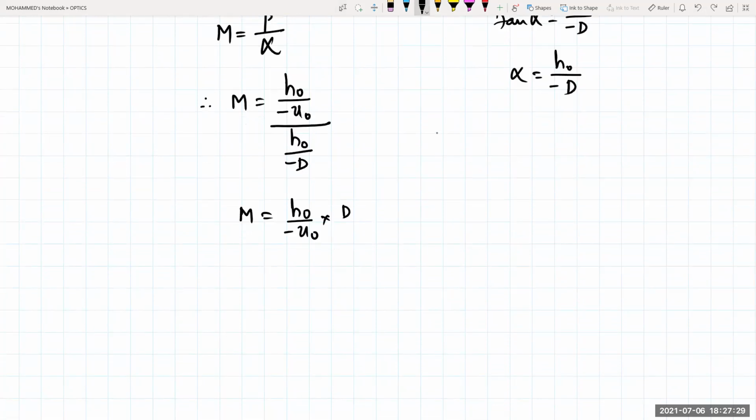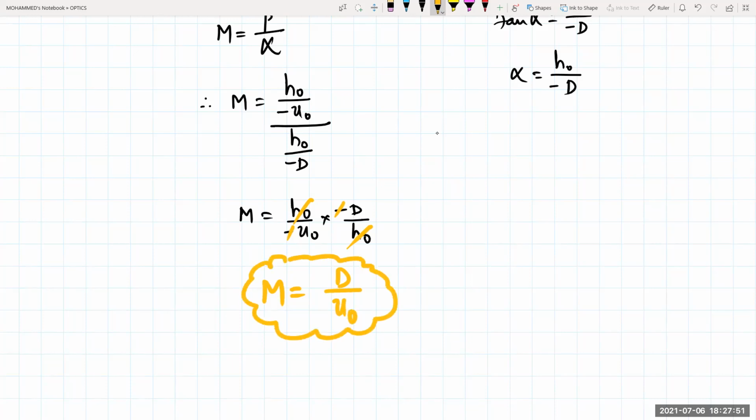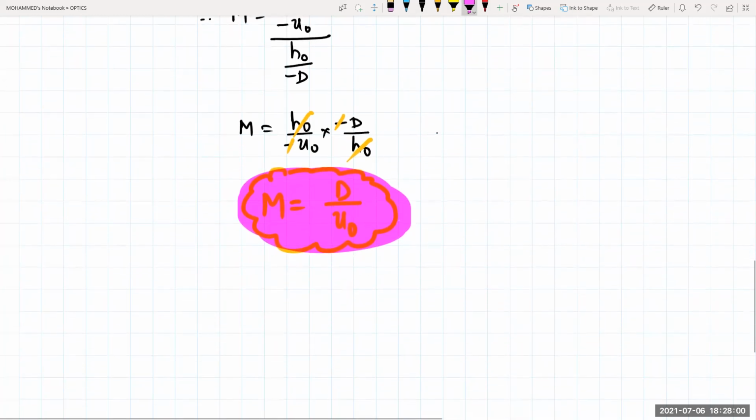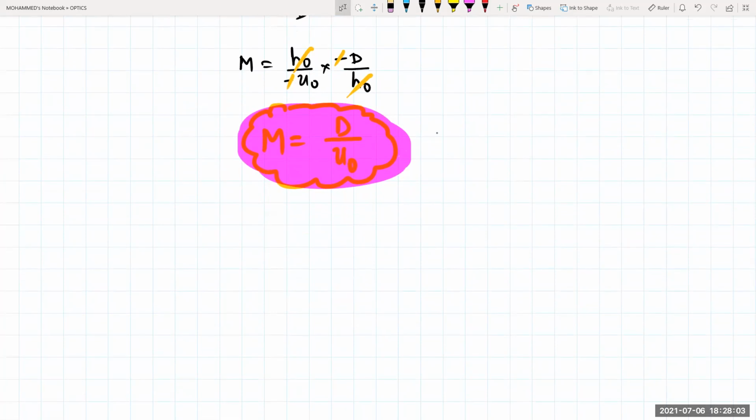So this will go up, and this will become minus of D divided by H naught. This H naught and this H naught get cancelled, and this minus and this minus get cancelled. So magnification is equal to D divided by U naught. Here D is the least distance of distinct vision and U naught is nothing but the object distance. This is your magnification.